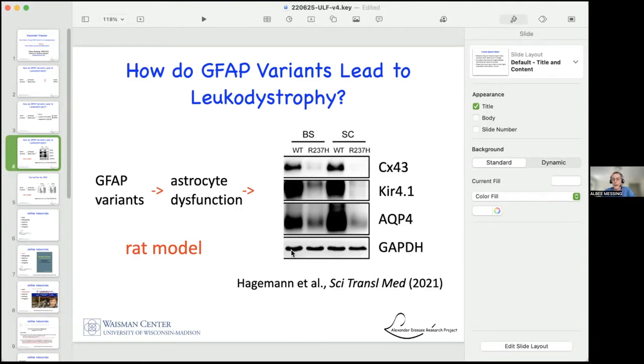GAPDH at the bottom is a control protein that shows that equal amounts of protein were loaded in each lane. But you can see for each of these 3 proteins, connexin 43, KIR 4.1, and aquaporin 4, there's a substantial reduction in the amount of the protein that's present in brainstem and spinal cord compared to the wild type animals. So it's suggesting that some abnormality of ion or water regulation in the central nervous system might be a common theme among several of the leukodystrophies, including Alexander disease. And exactly how you go from the variants in GFAP to these changes in ion channel proteins, we don't know yet, but it's something that we're going to be following up on quite a bit.